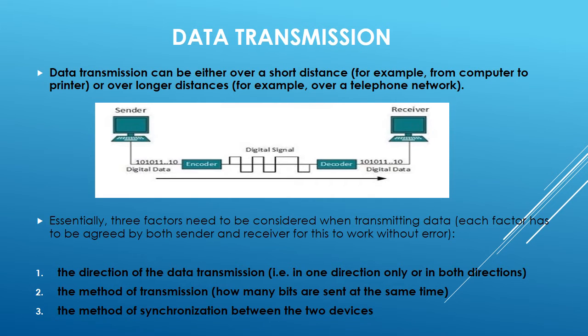Let's start our topic with the term data transmission. Data transmission can be either over a short distance, for example, from computer to printer, or over longer distances, for example, over a telephone network. A person who is sending the data is known as the sender or source, and at the receiving end, the person who is receiving the data is known as the receiver or destination.